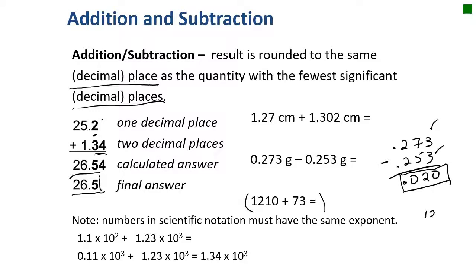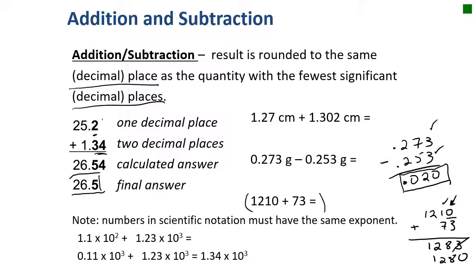If I take 1210 and I add 73 to it, I do not know this value's ones place. I only know it to the tenths. So when I add here and I get 1283, because I don't know the ones place in this one, I can't know it here, and my value is 1280. Those are the hard ones.